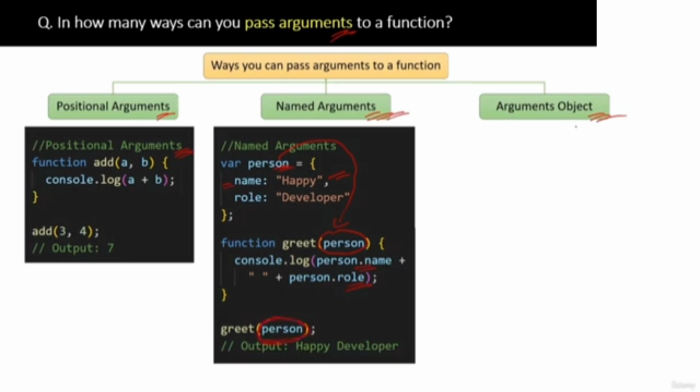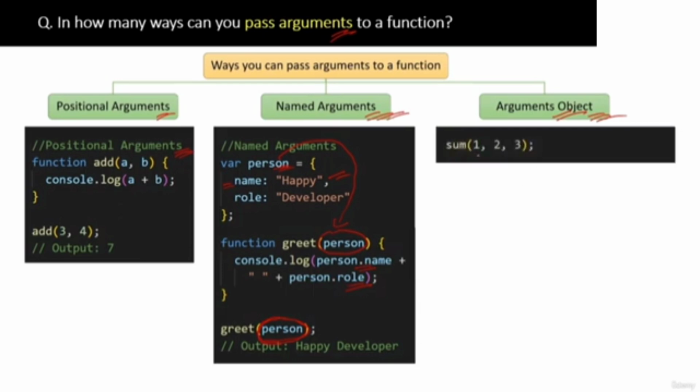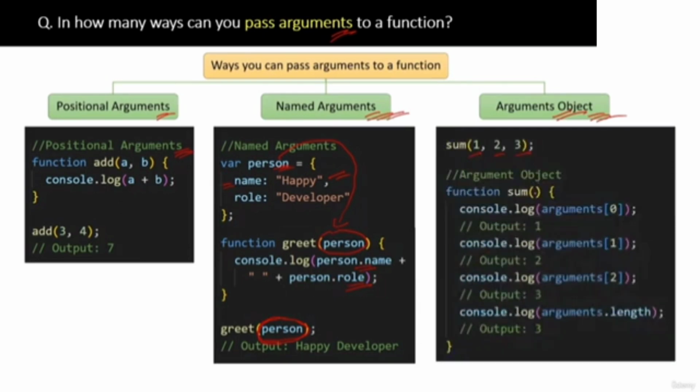Then we have one more way to pass the arguments to a function, and that is the arguments object. See the code. Here we will pass 1, 2 and 3 as the arguments. But look at the function sum. We do not have any parameters here in the function, right? Then how will we receive the arguments? We will receive the arguments by using the arguments object like this. Here arguments[0] will point to the first argument 1, and then arguments[1] will point to the second argument 2, and so on and so on.